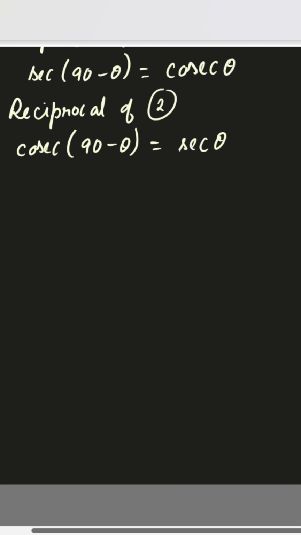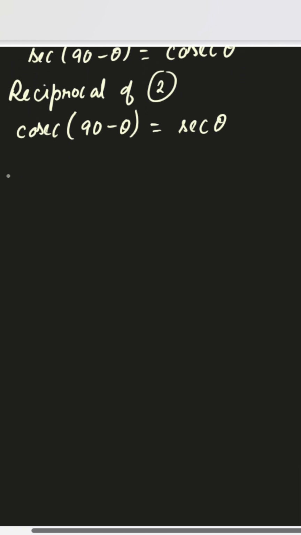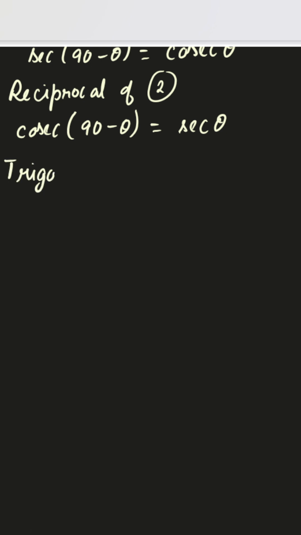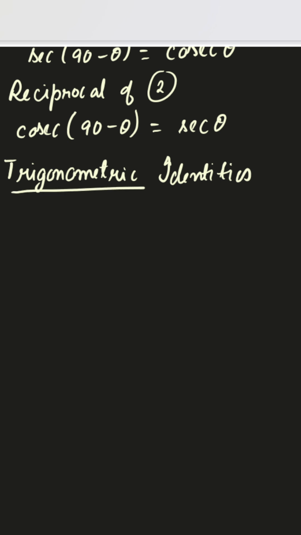Now coming to trigonometric identities. This is a very important topic in boards, and from trigonometric ratios and identities, we can expect a total of 8 to 12 marks in the board exam.